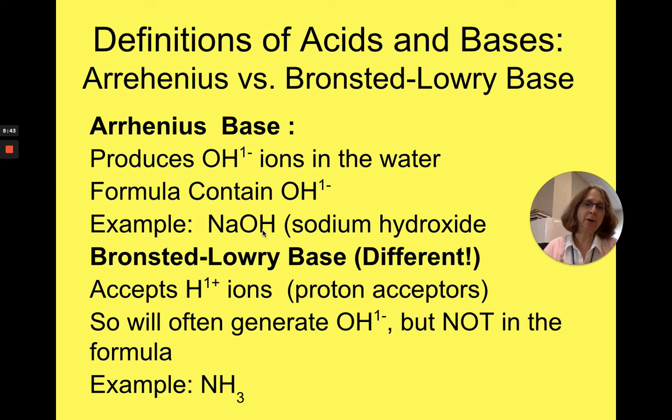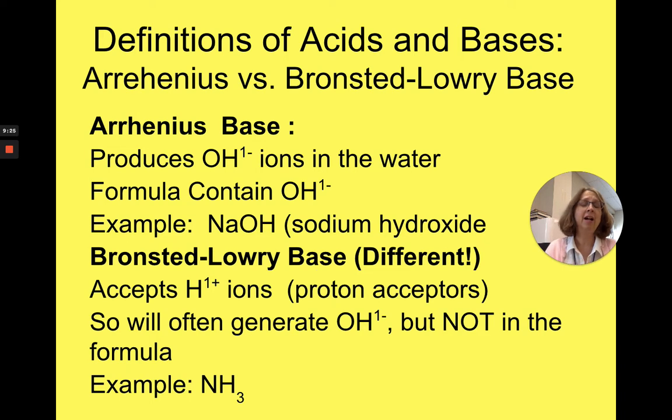But the problem was there were certain things that acted like bases, like ammonia, that didn't have hydroxide in the formula. So Bronsted and Lowry expanded the definition. They called bases proton acceptors. So literally, the ammonia steals a hydrogen ion from water, leaving behind the hydroxide. They take a hydrogen ion from the water, and again, a hydrogen ion is a proton, and so they accept it. The proton adds on to the ammonia, leaving behind the hydroxide. So we call a Bronsted-Lowry base a proton acceptor rather than something that generates hydroxide ions.